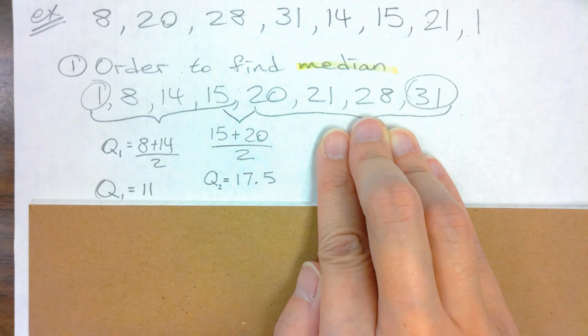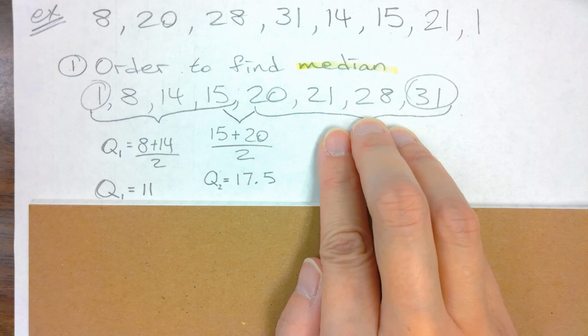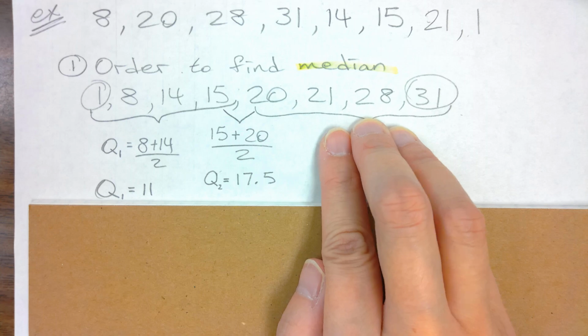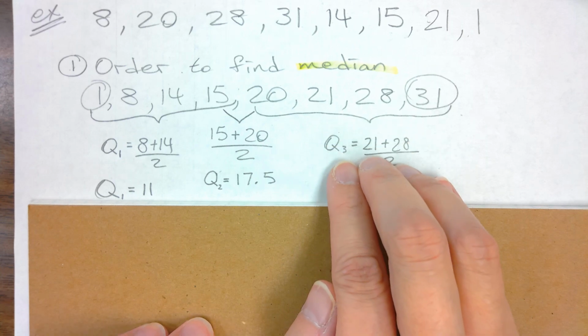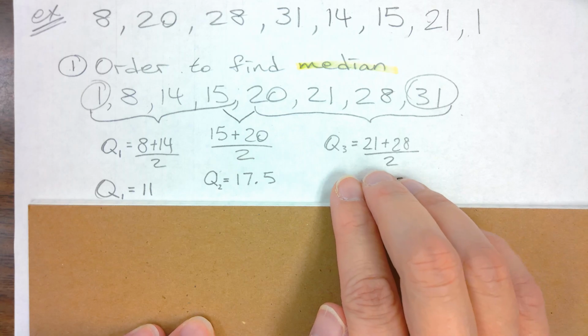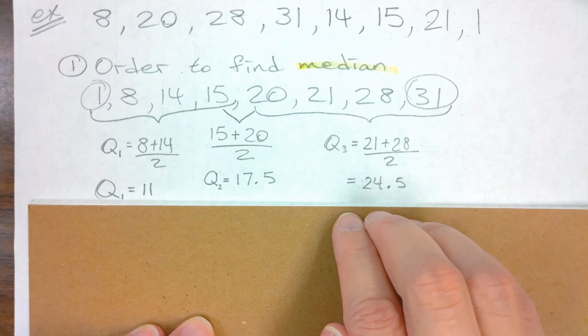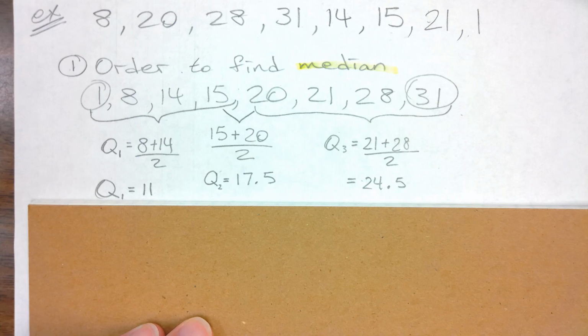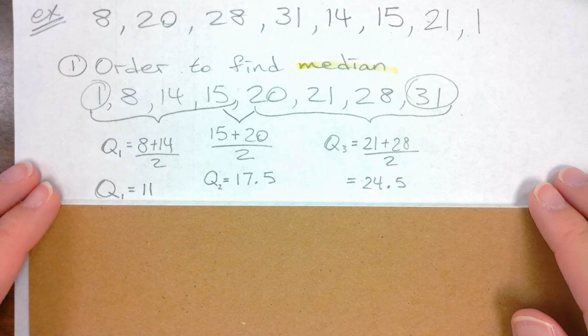Okay. And then so what's Q3? Where is Q3? In between where? Melody? It will be between 21 and 28, right? So if you add it up and divide it by 2, 49 divided by 2, 24.5.